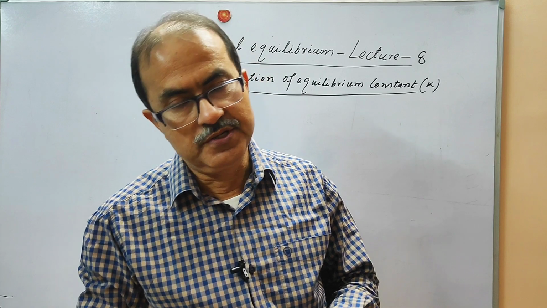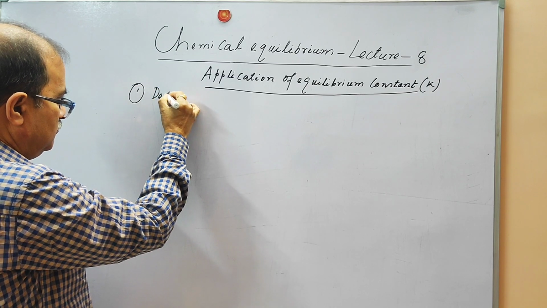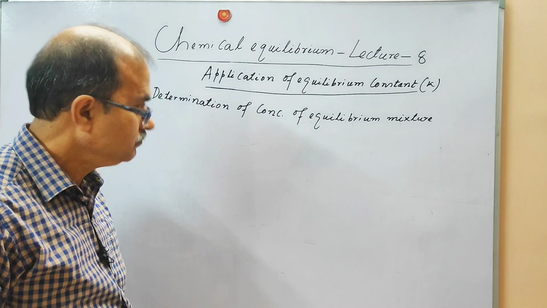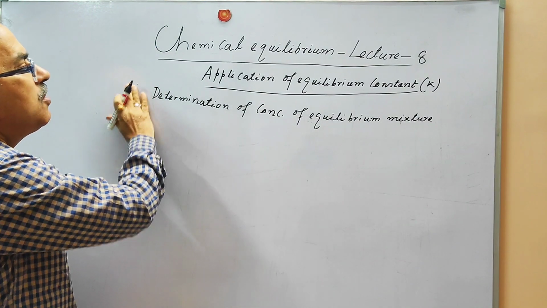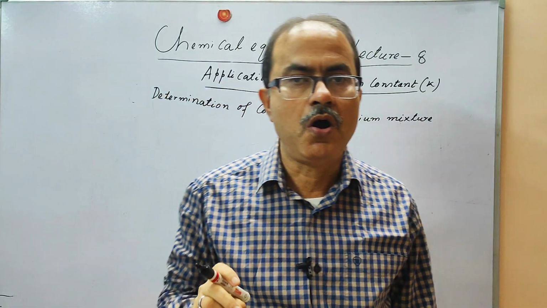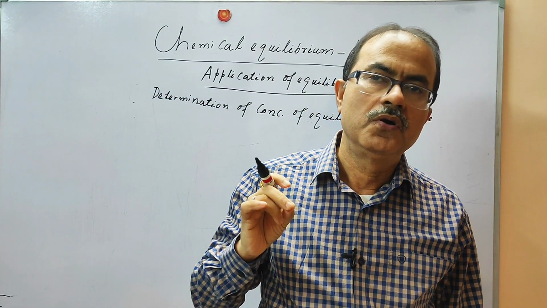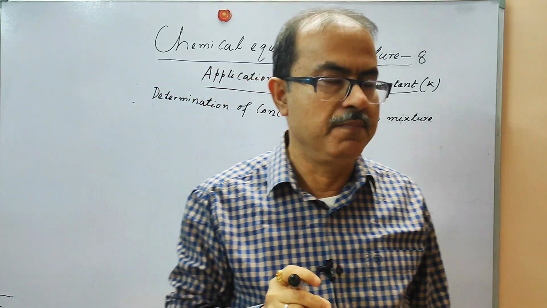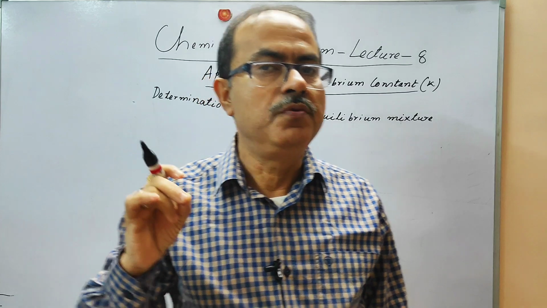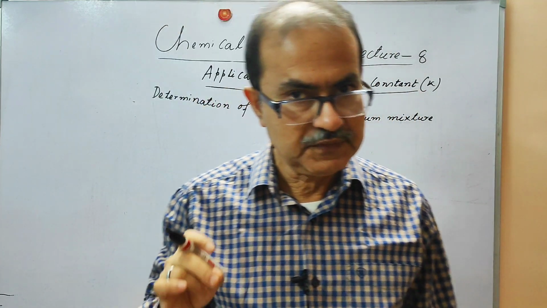In this lecture, we are going to discuss the determination of the concentration of the equilibrium mixture. Suppose you have been given the initial quantity of the reactants and you want to know what will be the concentration of the reactant and product at the time of equilibrium. That you can do if you know the relationship between the equilibrium constant and the molar concentration of the reactant and product at the time of equilibrium.